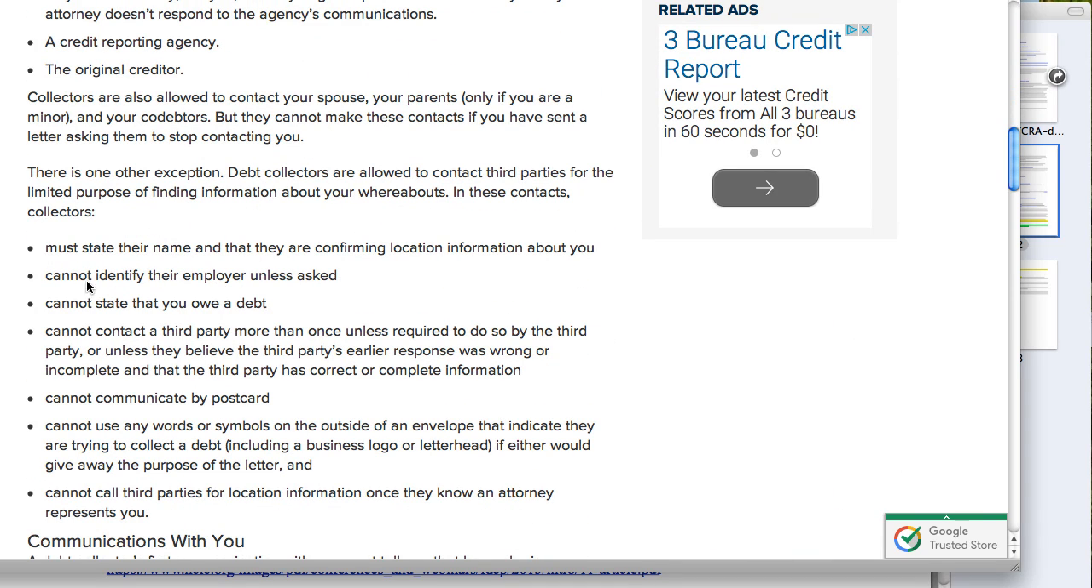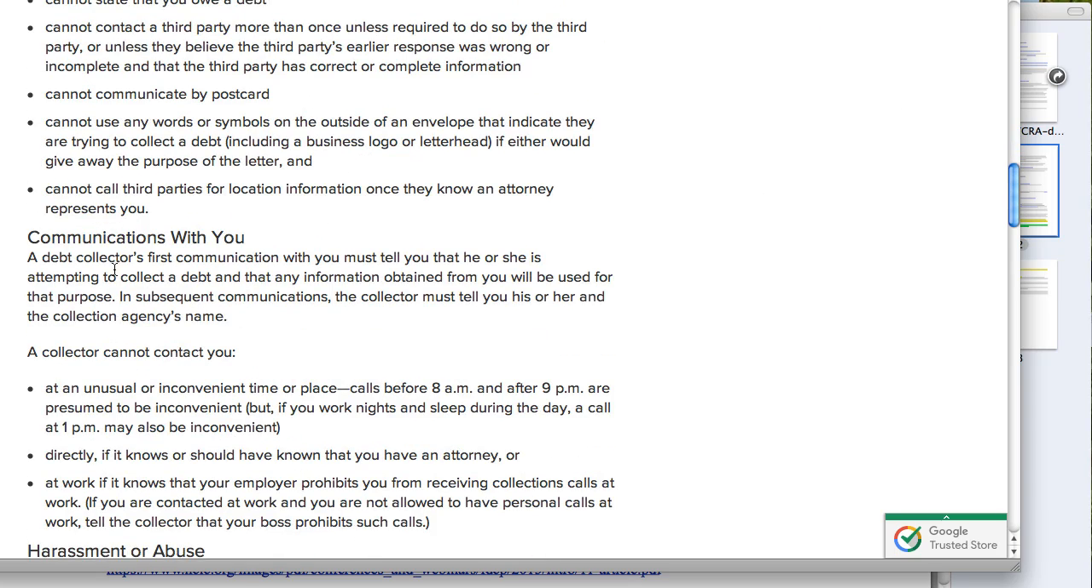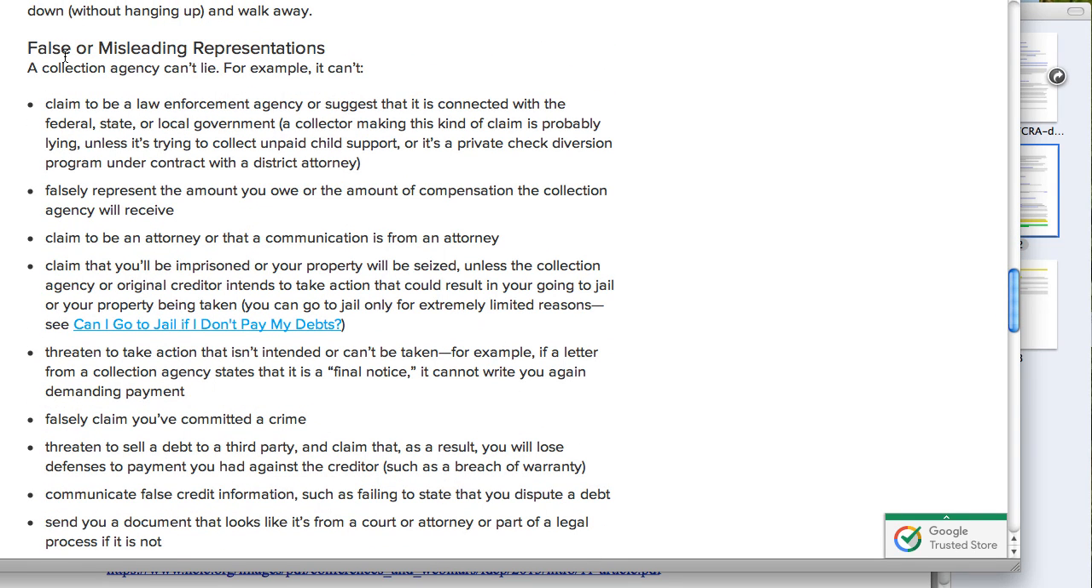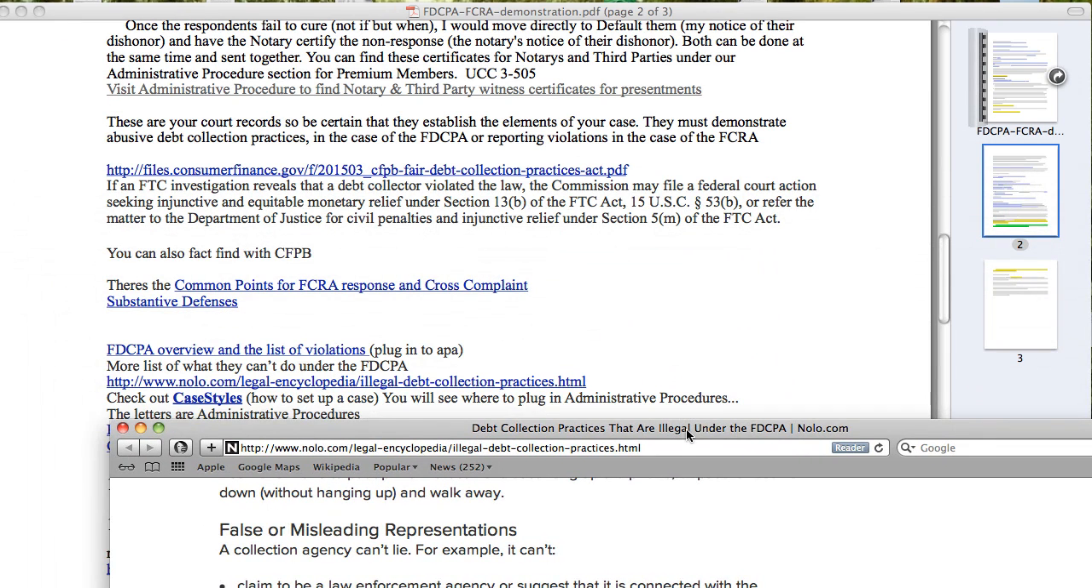They tell you all kinds of things they do. Cannot identify their employment unless asked. Cannot state that you owe a debt. Tells about their communication with you, harassment, abuse, false or misleading representations. This is how you can really get them on the phone. If you call them and you start asking them about the status of the account and did they purchase the debt and at what date, and they tell you, well, we don't want to give you the information, then you have to know your rights under the Dodd-Frank Act, the Consumer Wall Street Act.